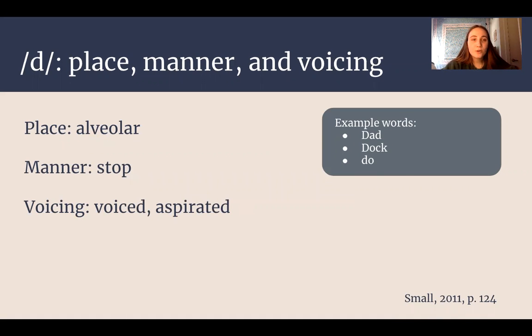The next consonant I'm going to go over is the D consonant. Similarly to the T consonant, the place of articulation is alveolar and the manner of articulation is stop. The D consonant is also aspirated, but unlike T, it is voiced, meaning that the vocal cords vibrate when producing the sound. And you can hear that when you differentiate duh, duh, duh, and t, t, t. Like you can hear that your vocal cords aren't vibrating. And some examples that use D in transcription are dad, doc, and do.